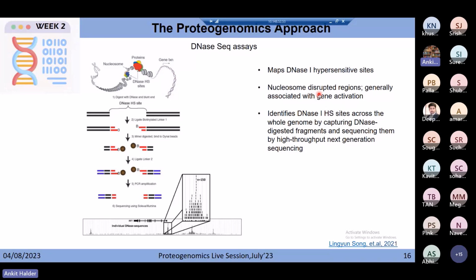So what happens is that when we provide the DNase1, it captures across the whole genome where these sites are available. So it cuts into those fragments, and then by high throughput sequencing is performed to identify those particular regions of the DNA. So you can see that first we will cut with the DNase1, and then we will ligate those, and then the sequencing is done.